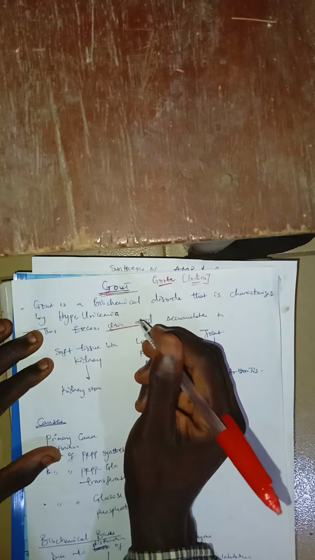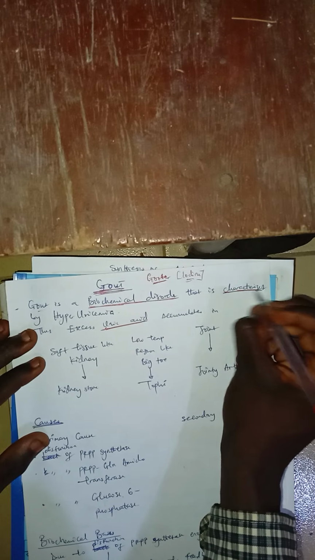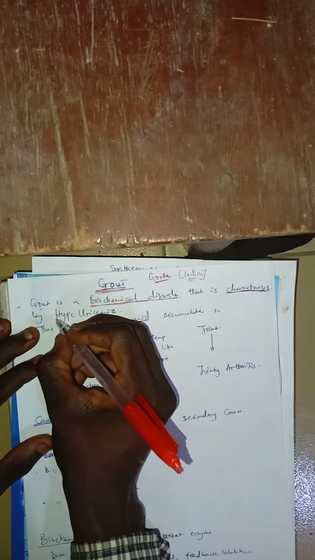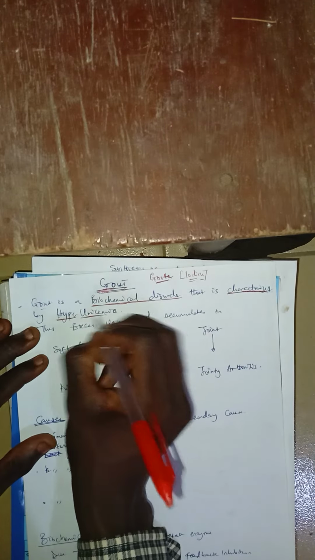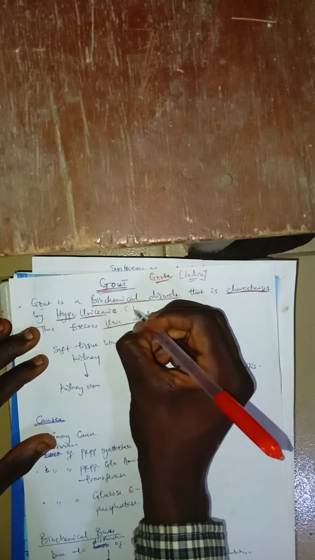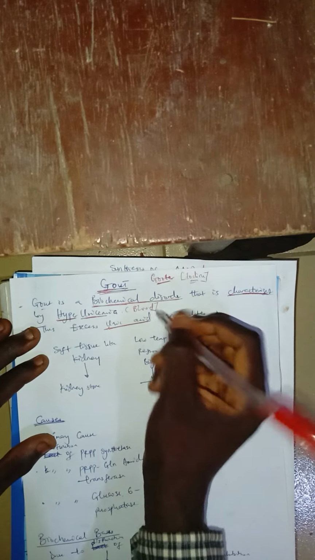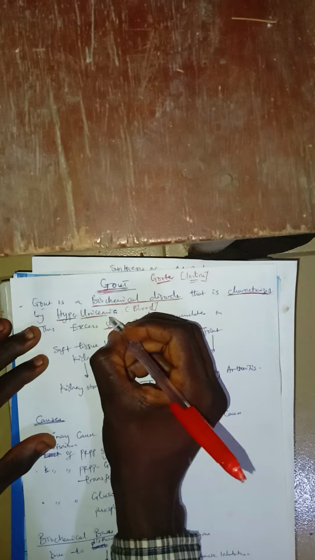For gout, the main problem is that there is excess uric acid. That is the first thing you have to write. Gout is a biochemical disorder characterized by hyperuricemia, that is to say, excess uric acid in the blood. So you have high levels of uric acid in the blood. Hyperuricemia. Mia means blood.